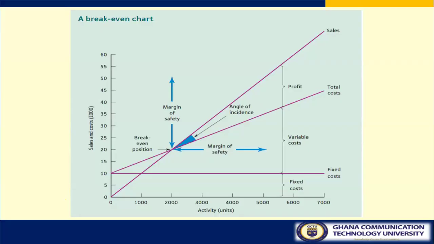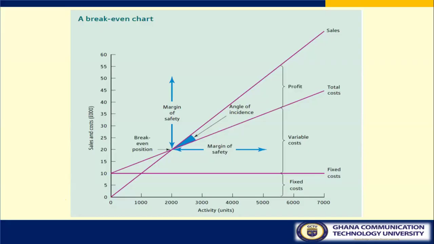Okay. Any other explanation, please? Okay, Doc. It represents the amount by which sales can drop before a business begins to lose money, or make a loss. So it represents the amount by which sales can drop before the business begins to lose money.